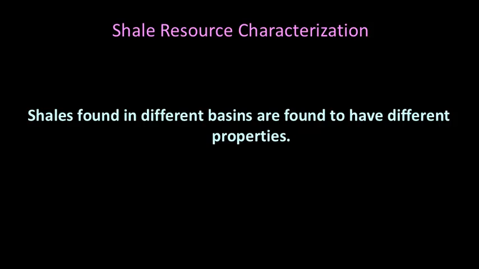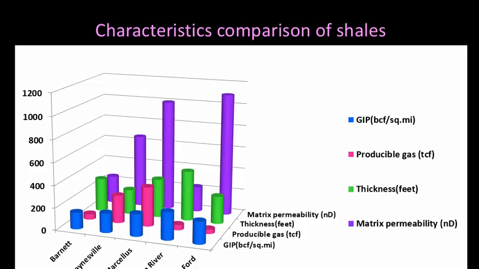Now, the shales found in different basins are going to be different, because that's how the formations are laid down in different settings, and so their TOC content is going to be different. Not only the TOC content: if you look at this chart here, we have matrix permeability, thickness, producible gas, gas in place, and all these different properties that have been determined for different shales.